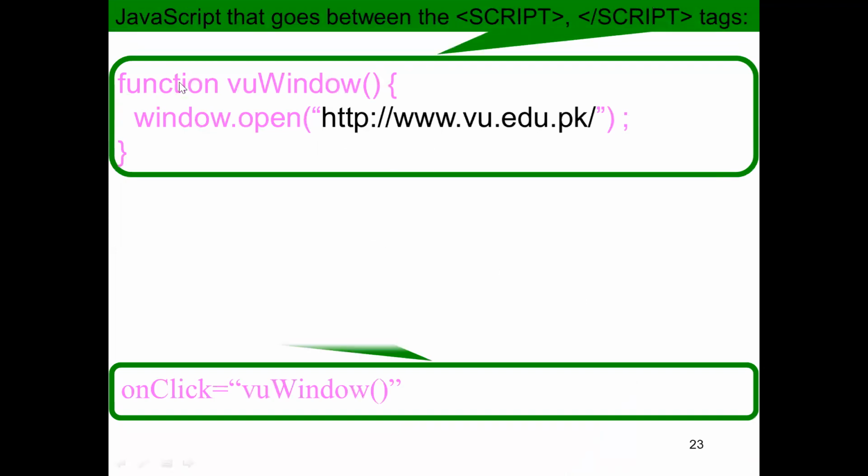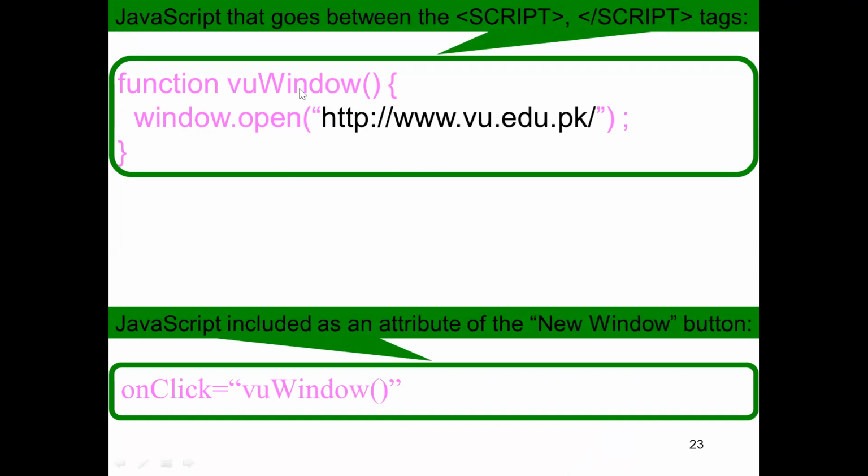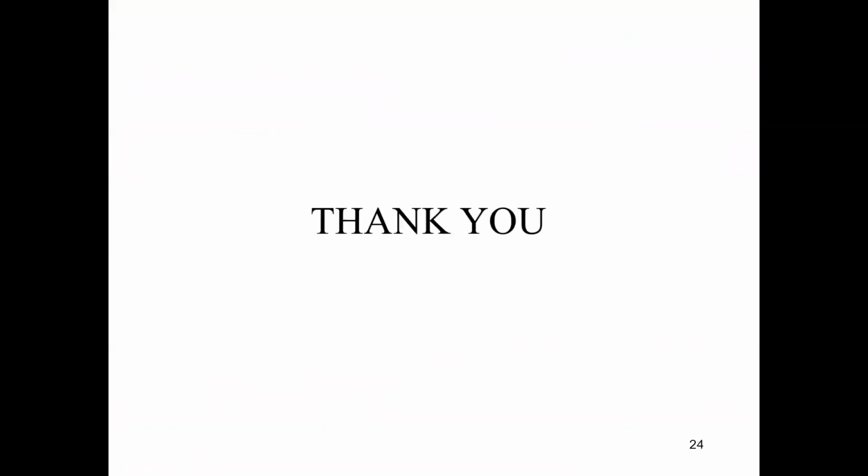Say for example, this is the code. I have taken a function view window, and window is an object with open. Inside the open, I am specifying the link which I want to open when I click on the button. On click is the event handler, and the function name I specify here. This is how you can perform event handling with JSP. We have seen one example for mouse over and one example for on click. Similarly, you can do it for on submit, on load, and so on.